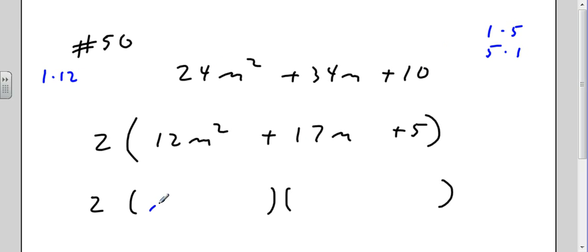So I could have m, 12m, I could have plus 1 plus 5. And now I got 12m, 5 more m for 17m. I got a 5 on one side, 12 on the other side, so I'm all done.